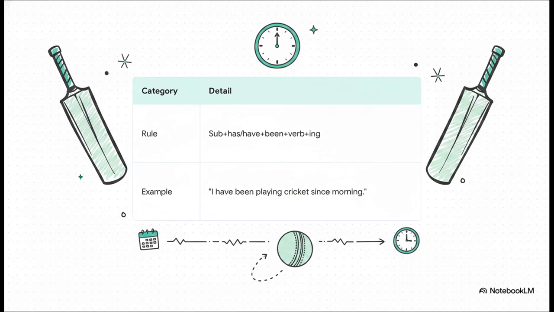And to finish off the present tense row, we've got this one, present perfect continuous. This is for an action that started way back in the past and is still going on, like I have been playing cricket since morning. It perfectly captures that feeling of duration. The game started earlier and it's not over yet.